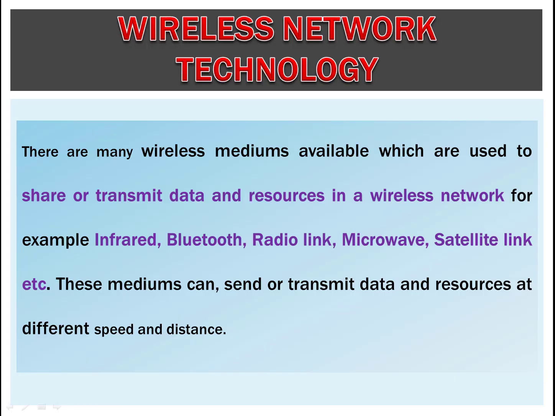Wireless network technology. There are many wireless mediums available which are used to share or transmit data and resources in a wireless network. For example, infrared, Bluetooth, radio link, microwave, satellite link, etc. These mediums can send or transmit data and resources at different speed and distance.